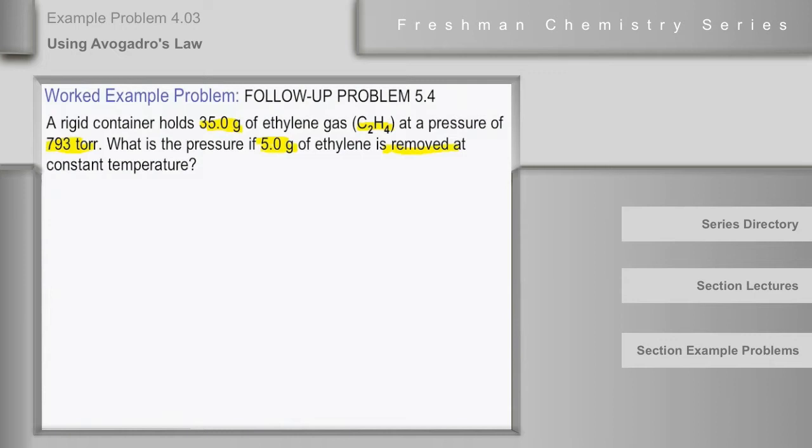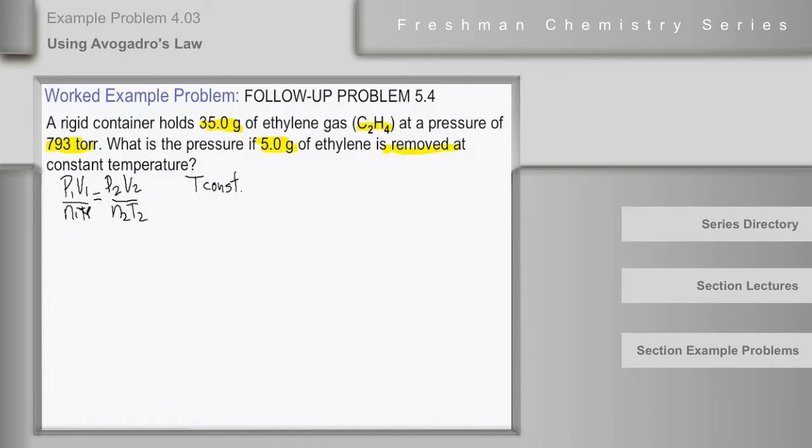Again, this is another example of a gas law problem in which a change occurs. The change in this case is a removal of 5 grams of the ethylene. We may then use the combined gas law equation, P1V1 over N1T1 equals P2V2 over N2T2. Now we do notice that the problem says constant temperature, so T is constant.